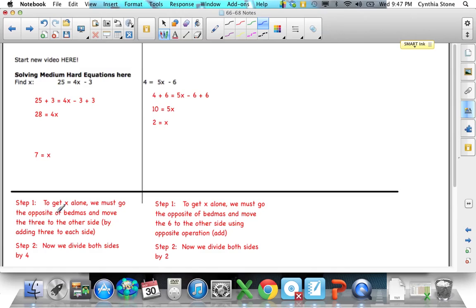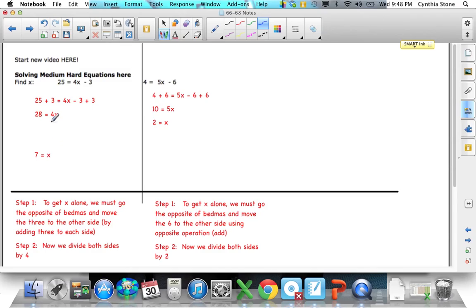And so what we're going to do in this one is first get rid of the 3 by adding 3 to each side. Okay, so we're going to SAMDEB it. Write the equation as it looks, add 3 to this side, add 3 to this side, so negative 3 plus 3 is 0, and you have 28 over here. 28 equals 4x. Step 2 is divide both sides by 4, because these are multiplied.